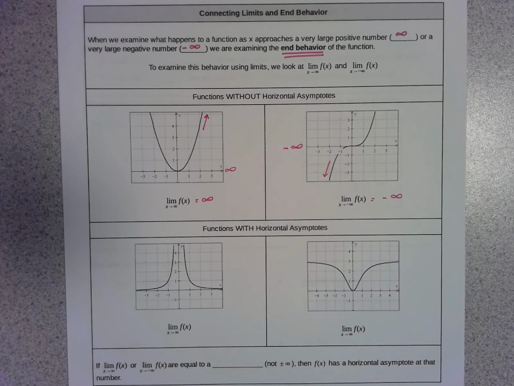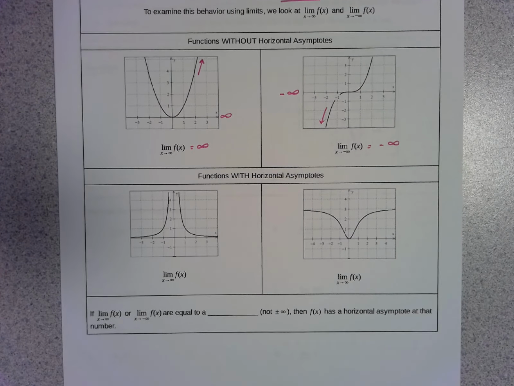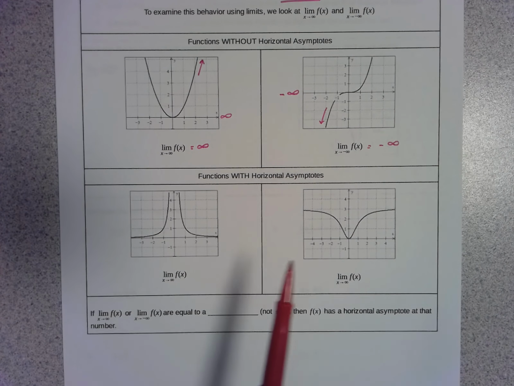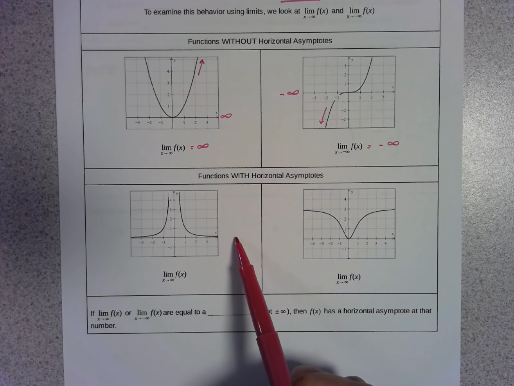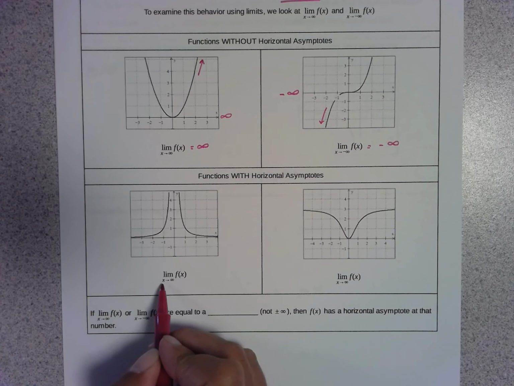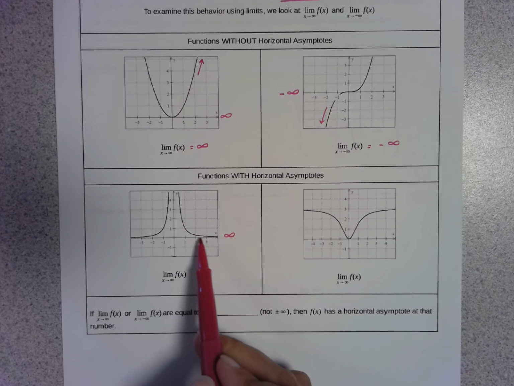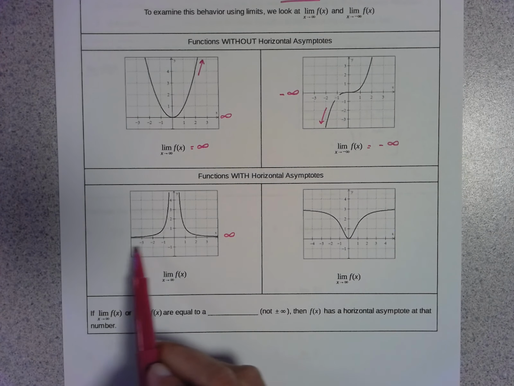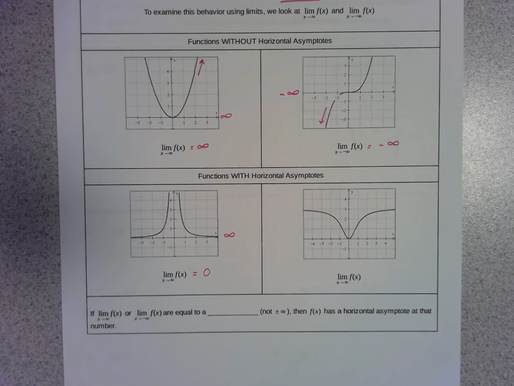Now, we can also have a situation where we have functions that do have a horizontal asymptote. So this is an example of functions that do have a horizontal asymptote. You'll notice that instead of following the graph to the right and then the graph going up forever or down forever, in this case, if I were to follow the graph towards positive infinity, it's actually getting flatter and flatter and flatter and approaching the x-axis, which has a y value of 0.